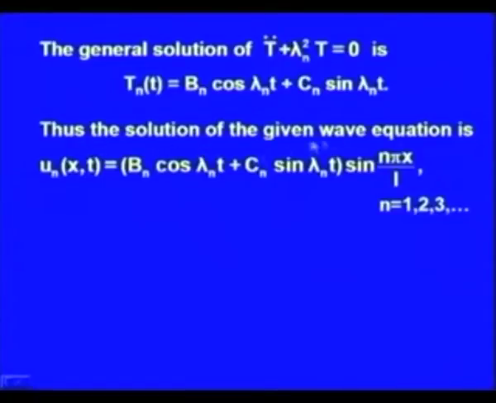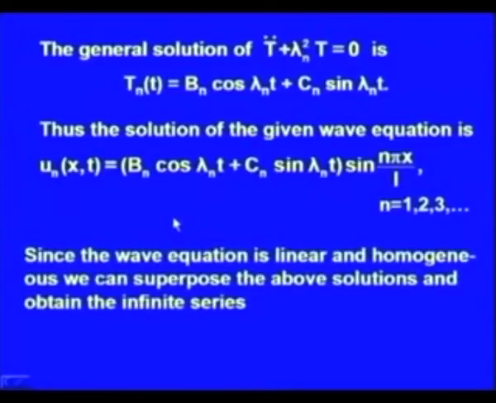Thus, the solution of the given wave equation is u_n(x,t) equal to T_n(t) f_n(x), that is (B_n cos λ_n t + C_n sin λ_n t) sin(nπx/L). We had assumed that u(x,t) equals f(x) into T(t). So from that we are getting this, and n is taking values 1, 2, 3 and so on.